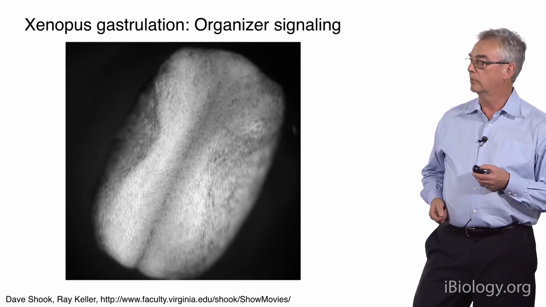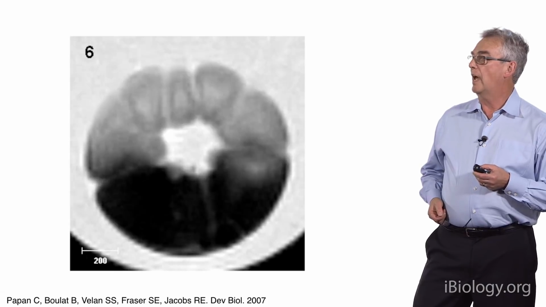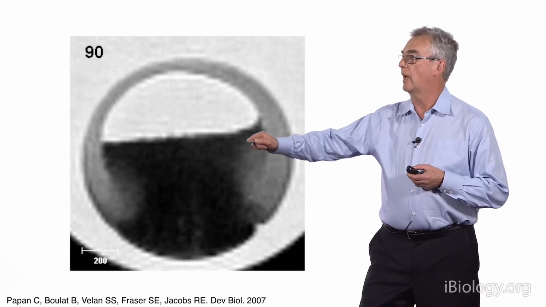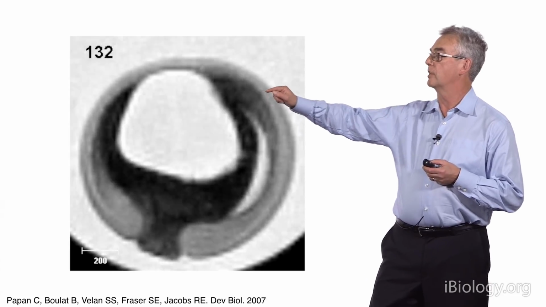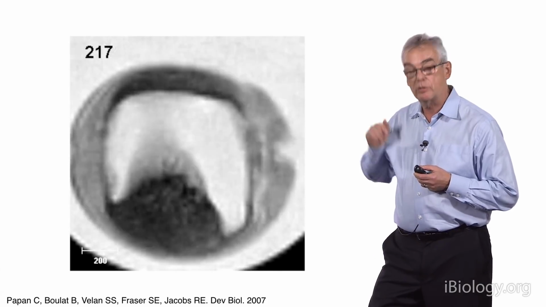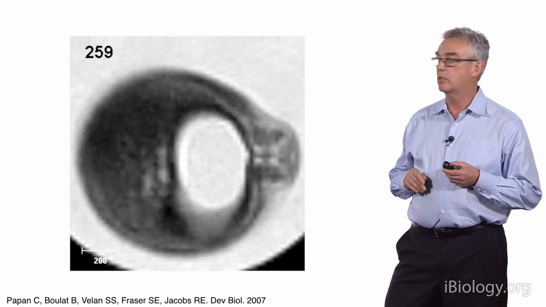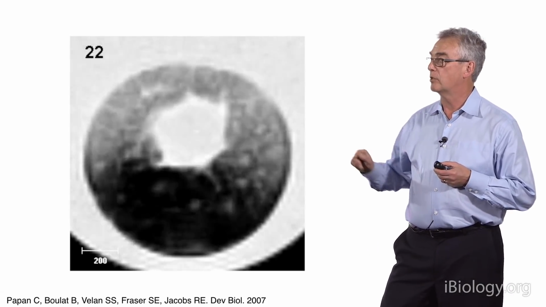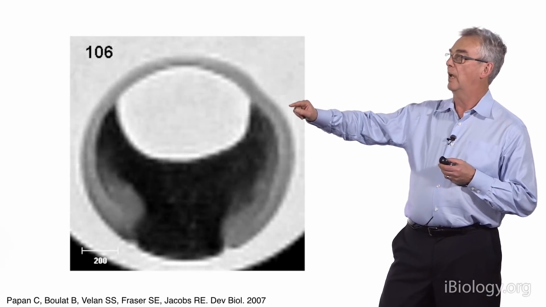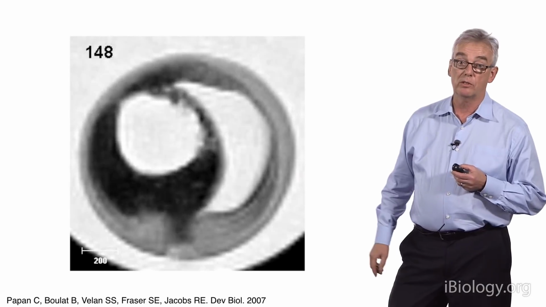So again, if we look at this MRI movie, we can see that dorsal mesoderm moving up against this overlying neural plate. And during this process where it's opposed to the neural plate, it's in the right place to be inducing the neural tissue. So that's the normal organizer that's going up there and is thought to be signaling to induce the neural plate.